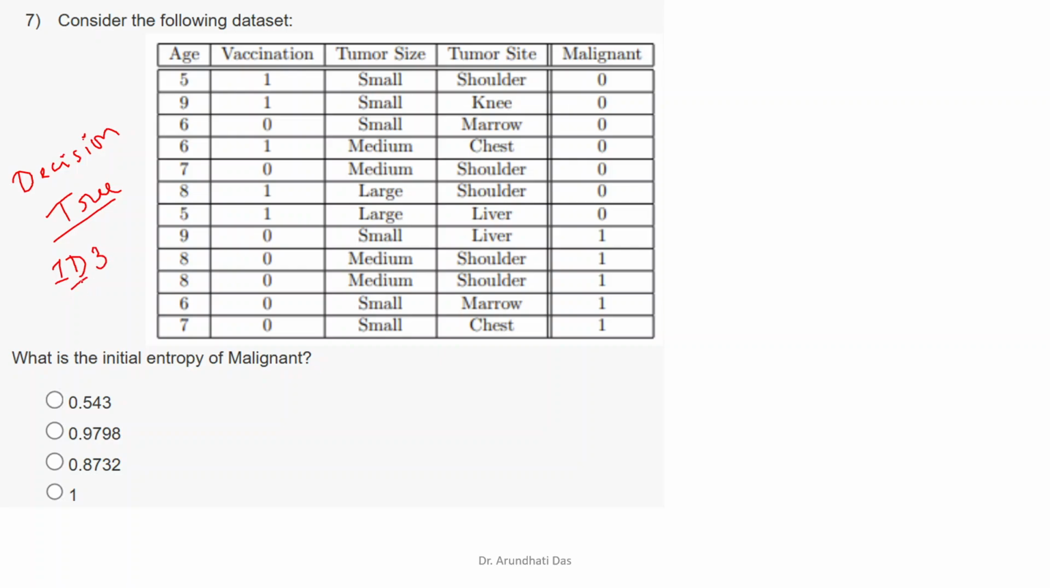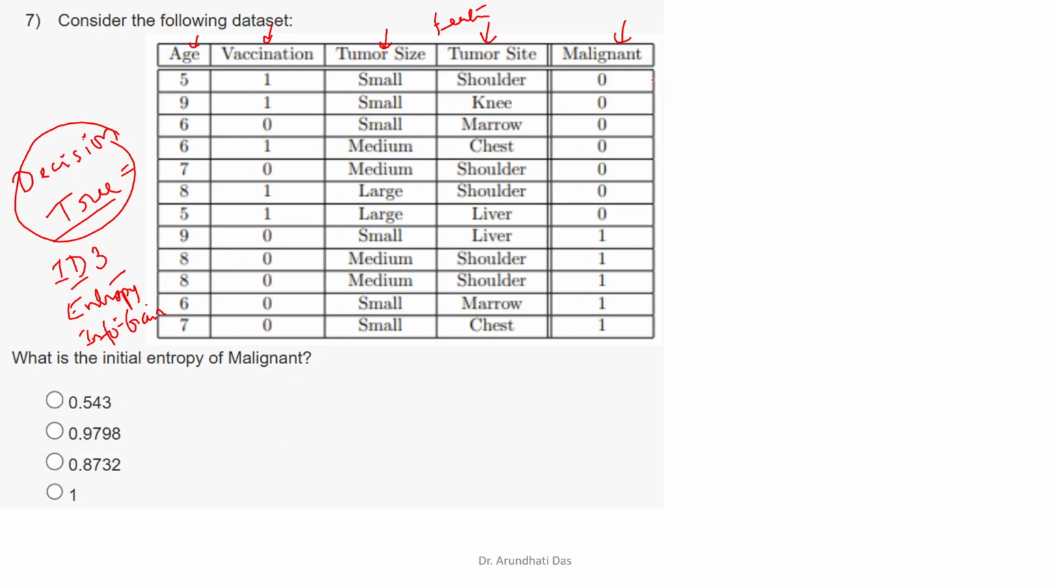Now this algorithm uses entropy as well as information gain to calculate different roots or different nodes of this particular decision tree. Now this data set is given where age, vaccination, tumor size, tumor site, these are the feature values, based on which we can conclude whether that particular tumor is malignant or not malignant.